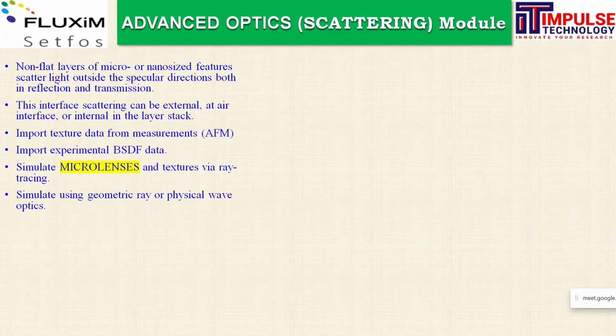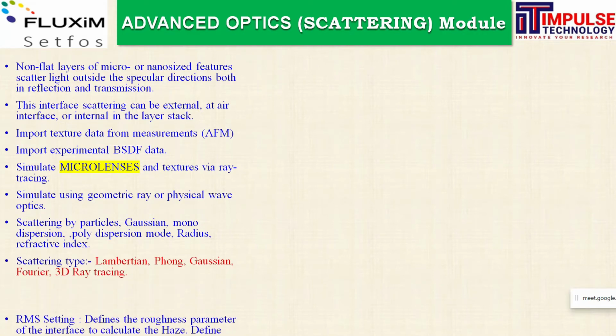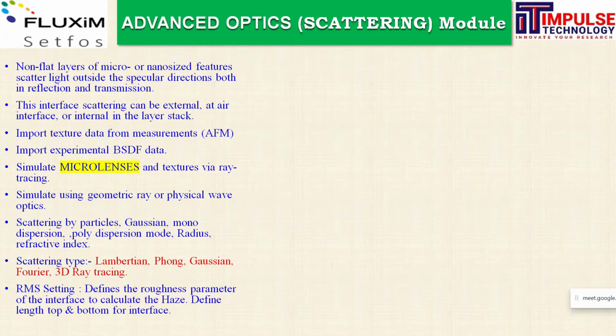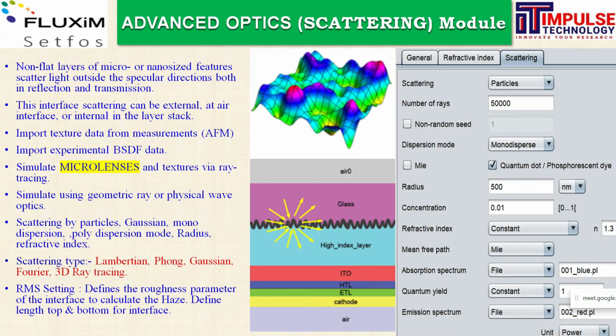You can import textured 3D surface data from AFM, BSDF, experimental data, micro lenses, texturing by ray tracing, simulation using geometrical ray and physical wave optics, scattering by particles, Gaussian, monodispersion, polydispersion, radius, refractive index, scattering by Lambert-Eaton, Gaussian, Fourier, 3D ray tracing.